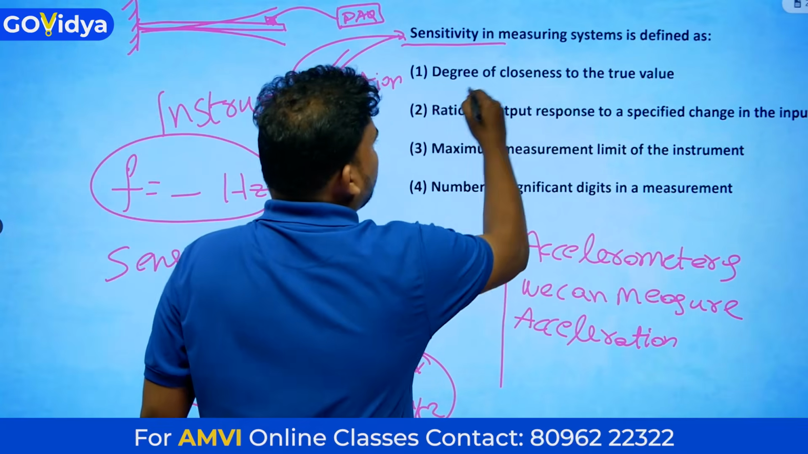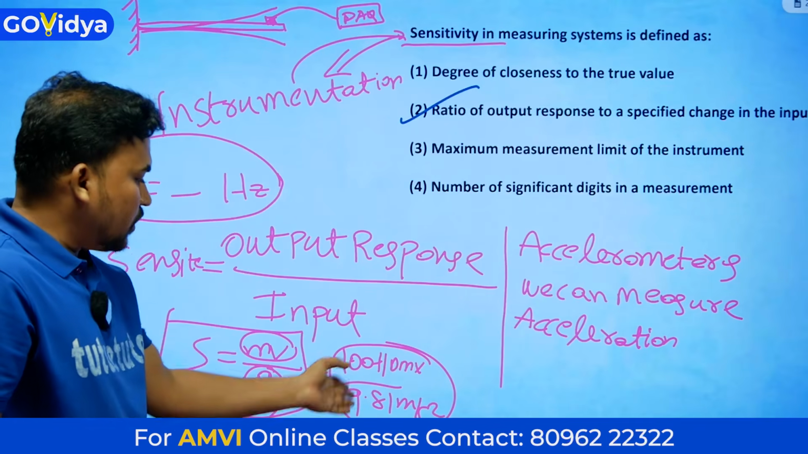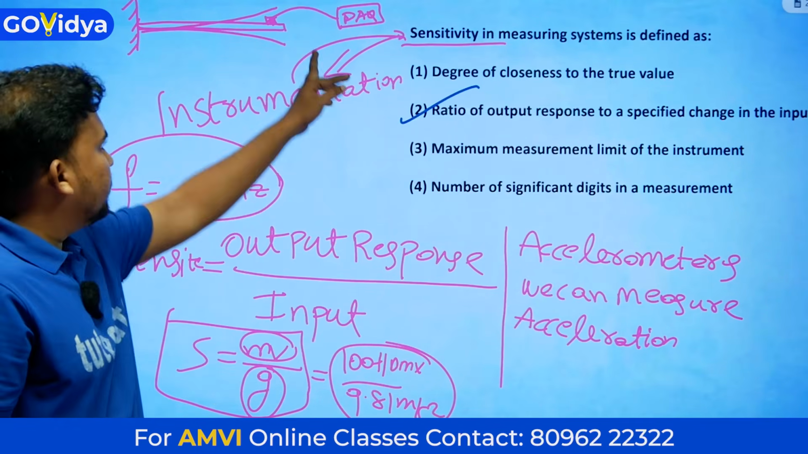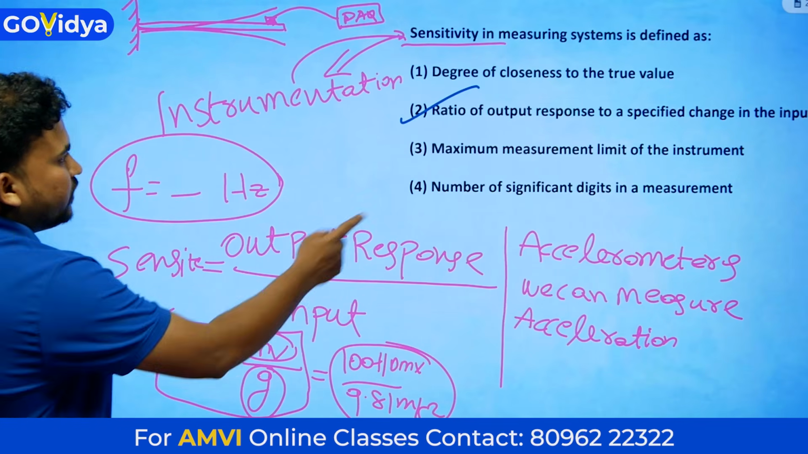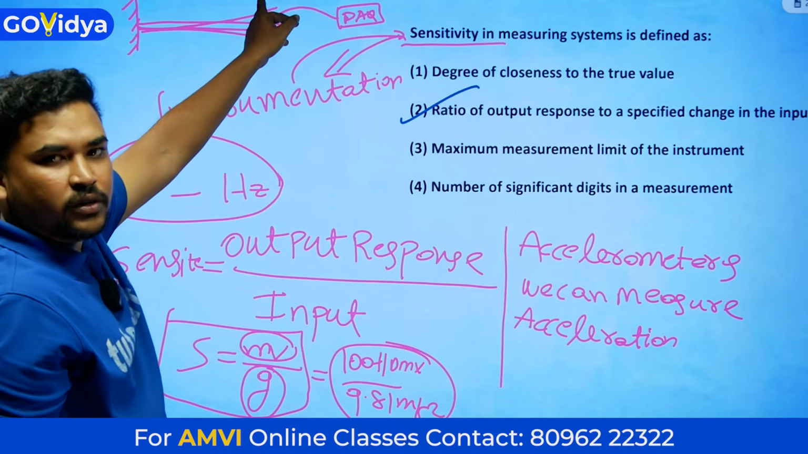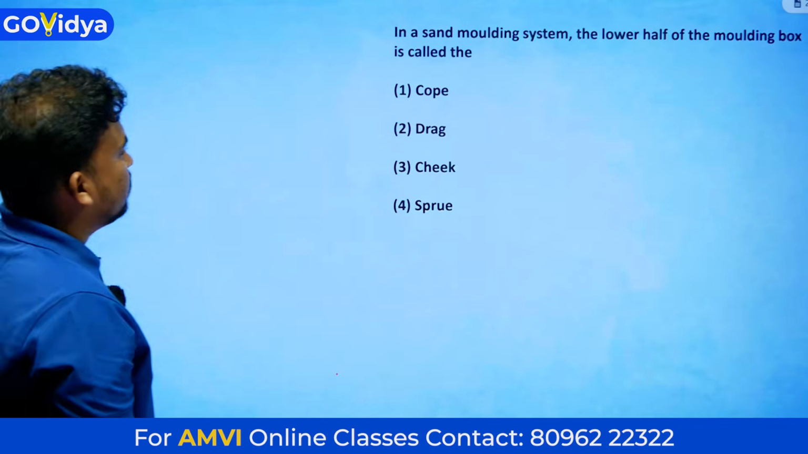So this is the ratio of the output response to the specified change in the input. If I change the input to some other value, it will detect the other value, because this is working as a sensor. Sensitivity is defined for sensors or transducers. Option 2 is the correct answer here.